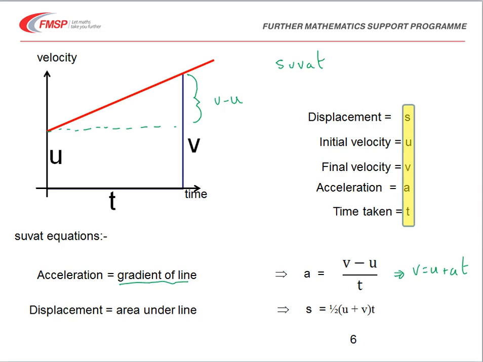The displacement is the area under the line, and if we treat that as a trapezium, then that is 1/2 of the sum of the parallel sides, u plus v, multiplied by t.